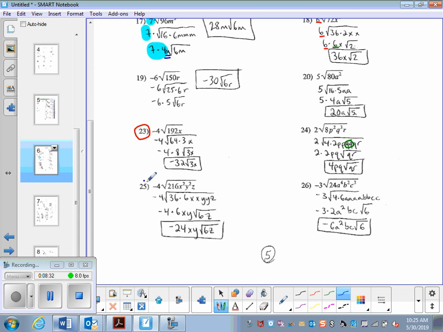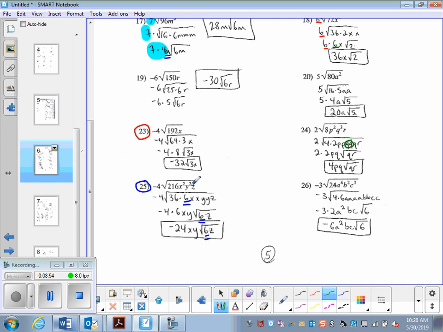All right, here we are now. We're on number 25. We're almost done here. So 36 is a perfect square that goes into 216. So it's 36 times 6. And since the square root of 36 is 6, I've multiplied it by this negative 4 to get the negative 24. Now the 6 right here stays underneath the radical. That's part of the radicand.